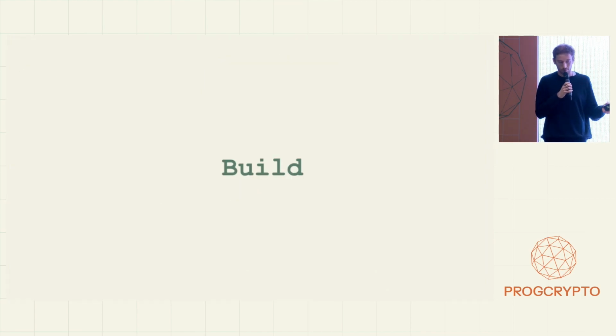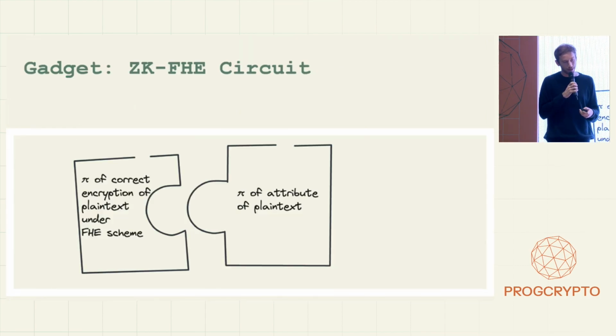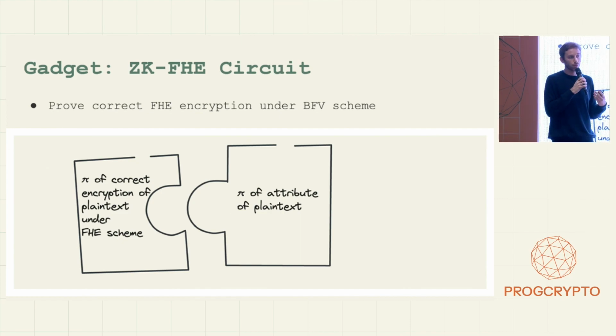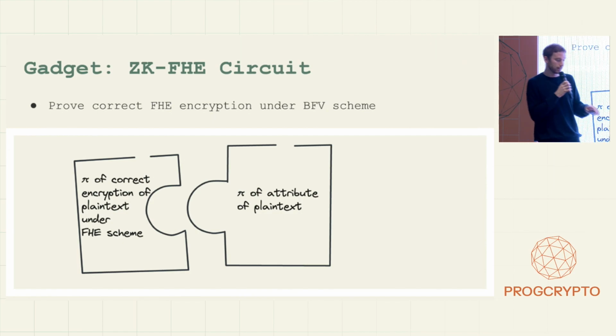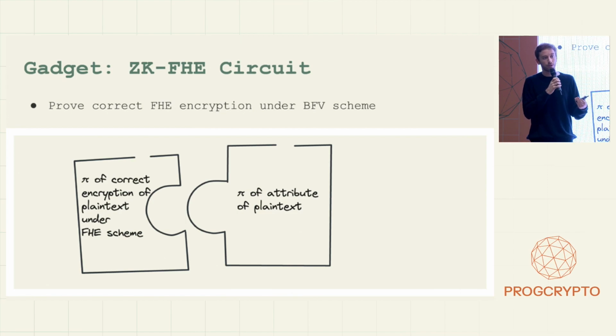Okay, so say that we decided to build this, and especially we decide to focus on this part in blue: proving inside the ZK-SNARK that the encryption is performed correctly under some FHE algorithm. So what we build is a gadget that allows you to prove the correct FHE encryption using a specific algorithm called the BFV scheme. What we built is what you see on the left, the circuit that allows you to prove the correct encryption.